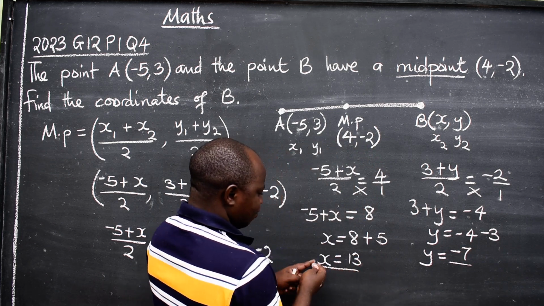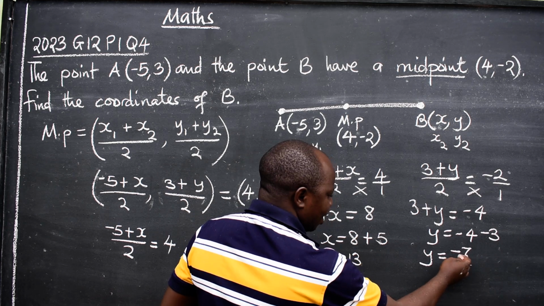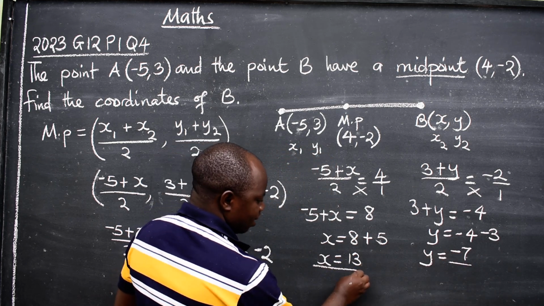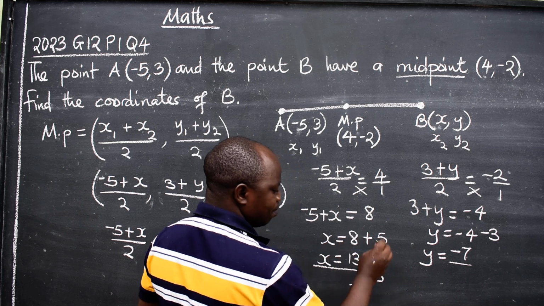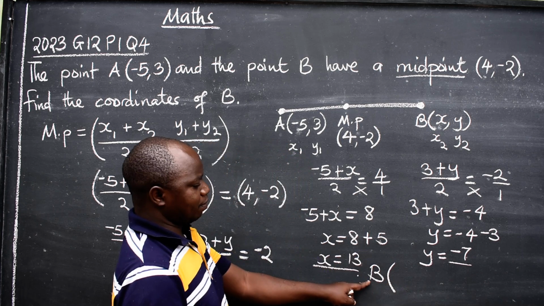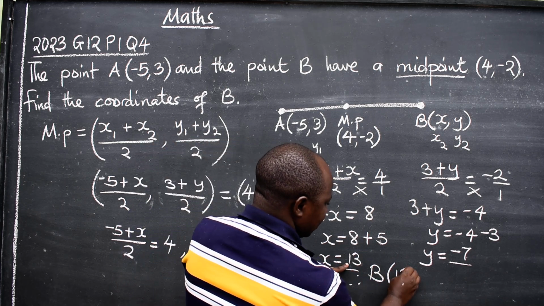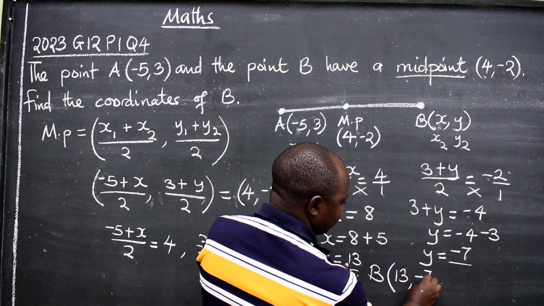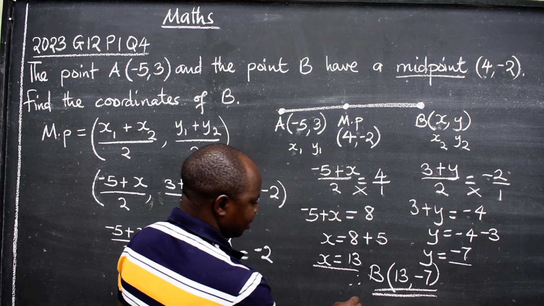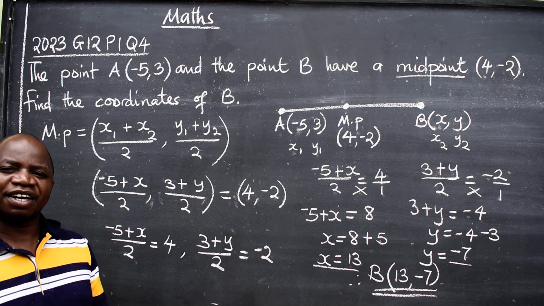So now I have x and y. I will just be able to say, therefore, the value of b, or the coordinate b, will be 13, -7. This is the final answer.